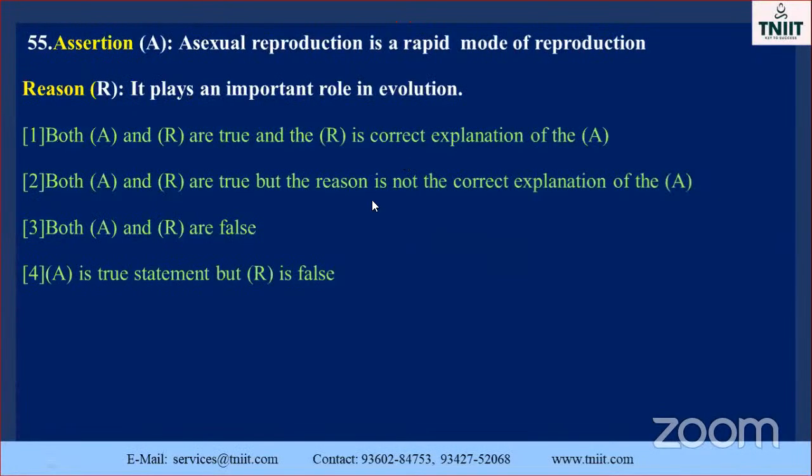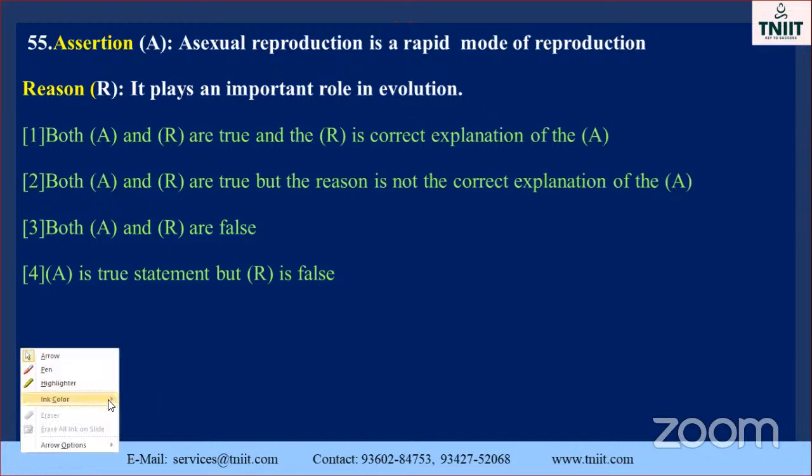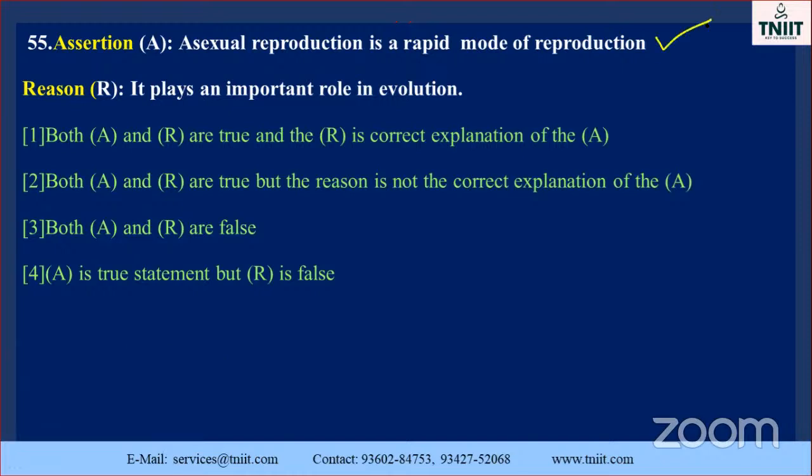Okay, for the next one. We will finish up to the 50 questions. Assertion: asexual reproduction is a rapid mode of reproduction. Yes, asexual reproduction is one of the rapid modes of reproduction, that is the correct one. Reason: it plays an important role in evolution. Evolution is not possible, how will it be possible? Where crossing over takes place, then only is evolution possible.